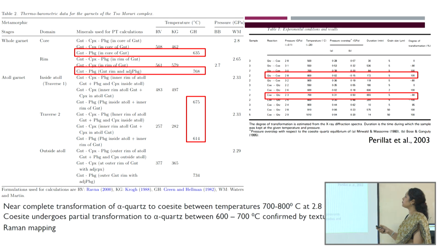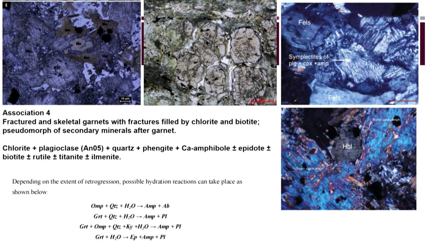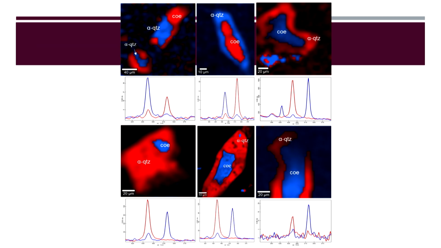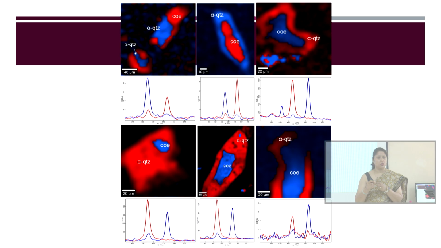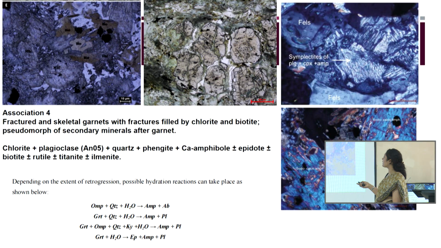If you look at comparing the data that we generated on the whole garnets and the atoll garnets and compared that with the experimental work by Perilat, we realized that there was a very good match. Okay? Based on these Raman mapping images, we used an open source image processing software to calculate in this area how much coesite could ideally be present and how much quartz could be present. And with those numbers, we then looked at what experimental data says.